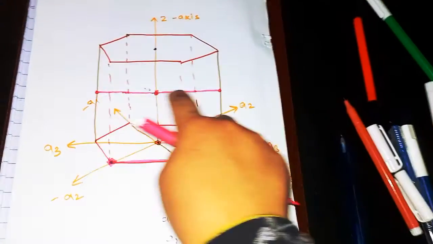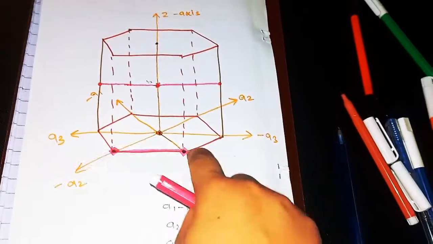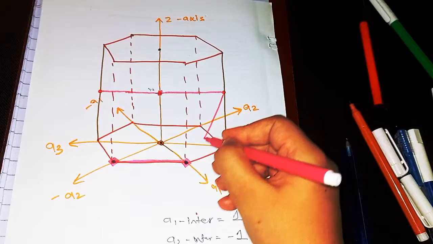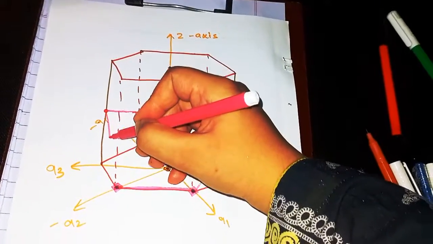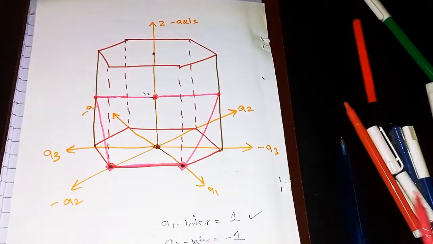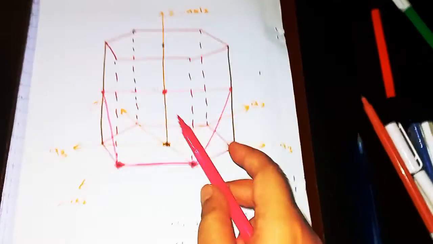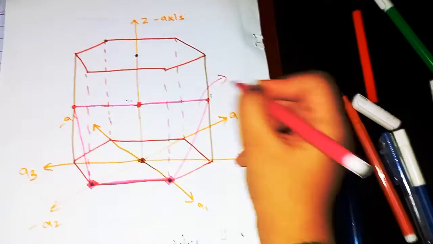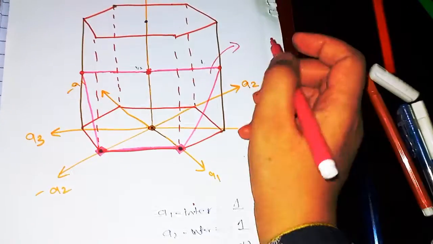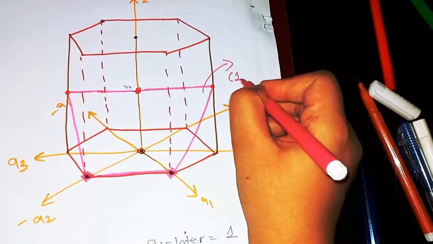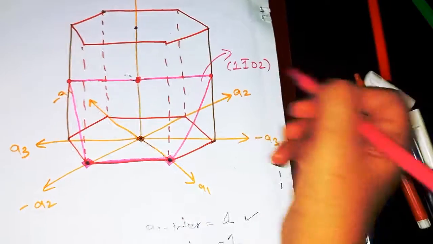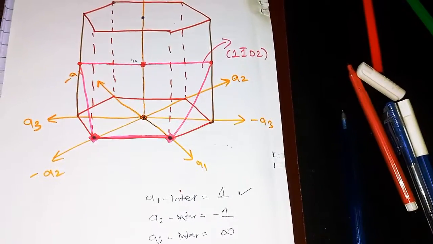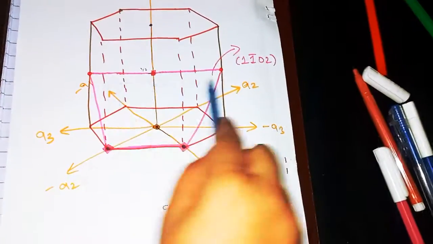Okay, so we can see that we have got a straight line here and a straight line here. Just join these together through straight lines. You can shade it and this is actually your plane. What is this plane doing here? It's 1 bar, 0 and 2, and we can shade it.